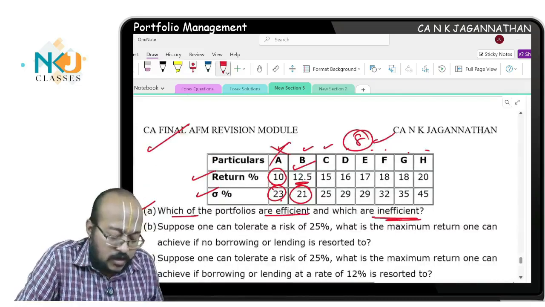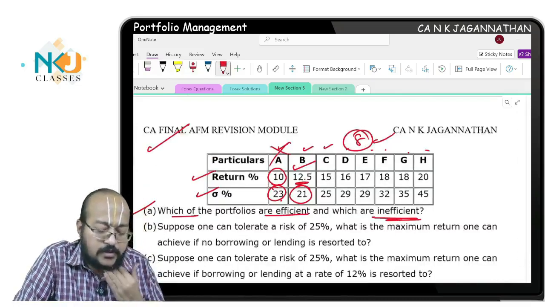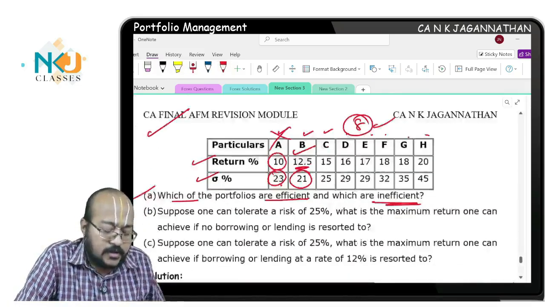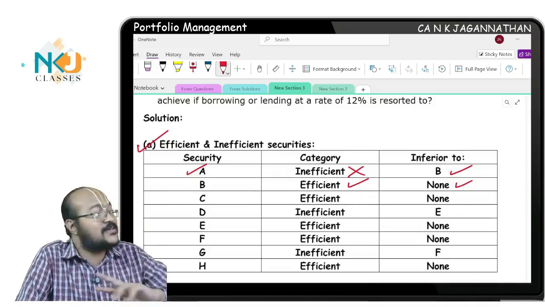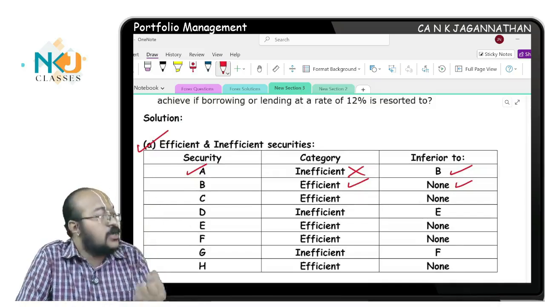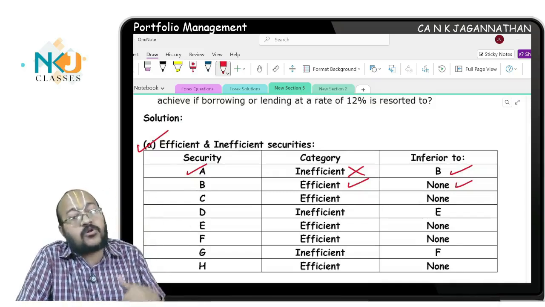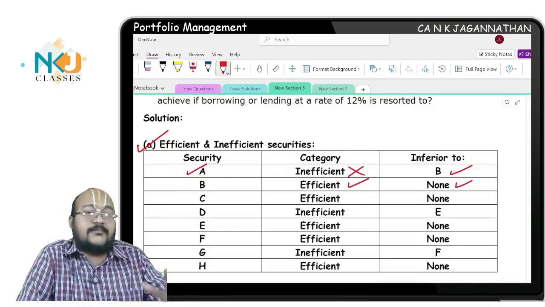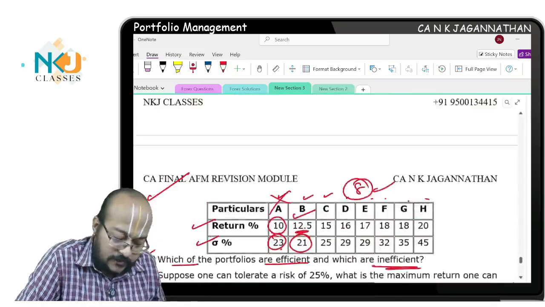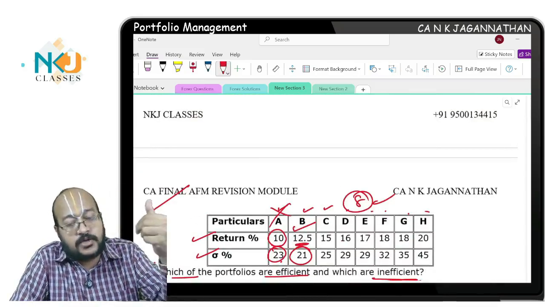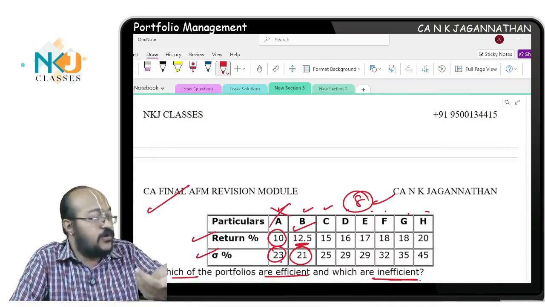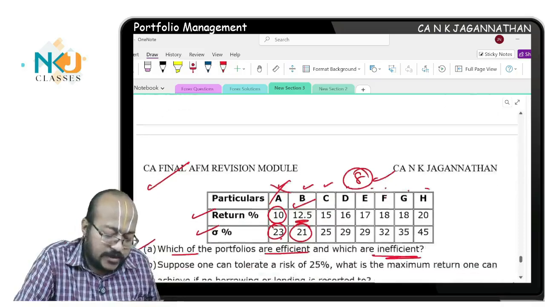Come to B. Now B is giving 12.5% return for 21% risk. Efficient or inefficient? Efficient, because there exists no other security which offers the same return or higher return for lower risk or same risk. Are you all understanding? I told you 3 conditions are to be met to find the securities to be efficient or inefficient. We will compare.